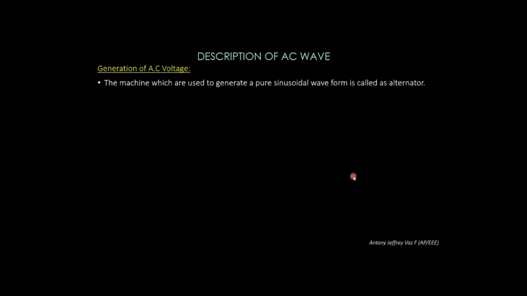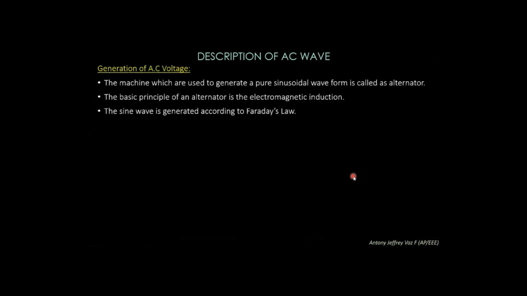Generation of AC voltage. The machine which is used to generate a pure sinusoidal wave is called an alternator. The basic principle of an alternator is electromagnetic induction. The sine wave is generated according to Faraday's law. In the previous class, we have seen how we can generate the sinusoidal waveform with a single loop generator on the principle of electromagnetic induction and Faraday's law.